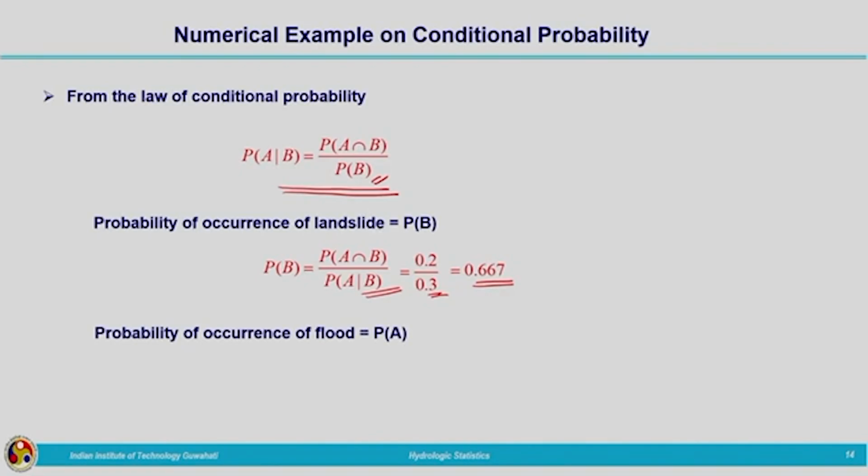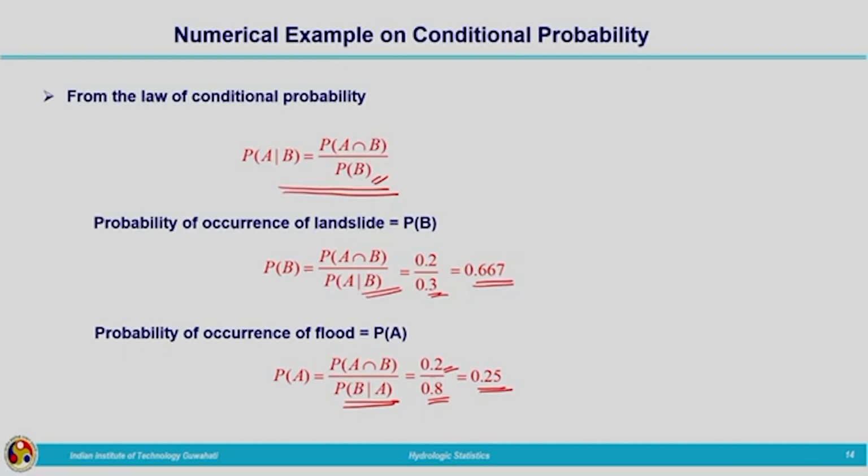Next is the probability of occurrence of a flood, P(A). P(A) can be calculated in a similar way. P(A) is equal to P(A and B) divided by P(B given A). P(A intersection B) is given as 0.2, P(B given A) is given as 0.8. That can be calculated as 0.25. So, with the given data, we can conclude that the chance of occurrence of landslide is 66.7% and occurrence of flood is only 25%.